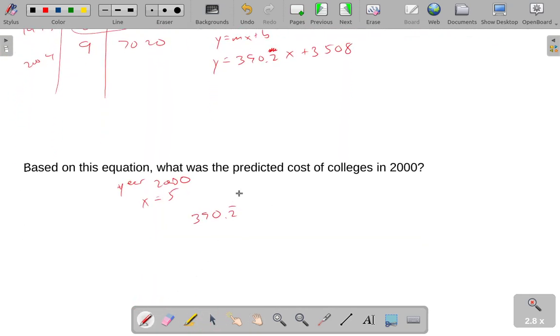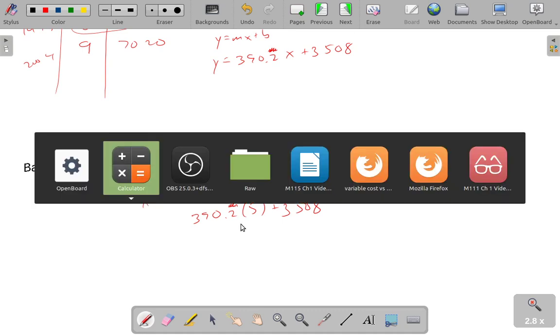Instead of trying to do the whole repeating thing, I'm just going to go ahead and do that as well. Times 5 plus 3508. I seem to recall that you're kind of cued to do this because you're told to round it to the nearest tenth of a dollar, or nearest cent, maybe. Maybe it was the nearest cent. Maybe it should be 0.22. I don't remember. I'm just going to keep going.